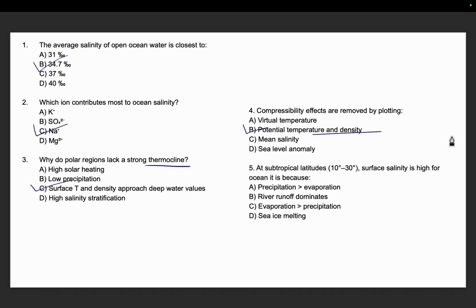Question 5. At subtropical latitudes, surface salinity is observed to be high because: precipitation is greater than evaporation, river runoff dominates, evaporation is greater than precipitation, or option D, sea ice melting.